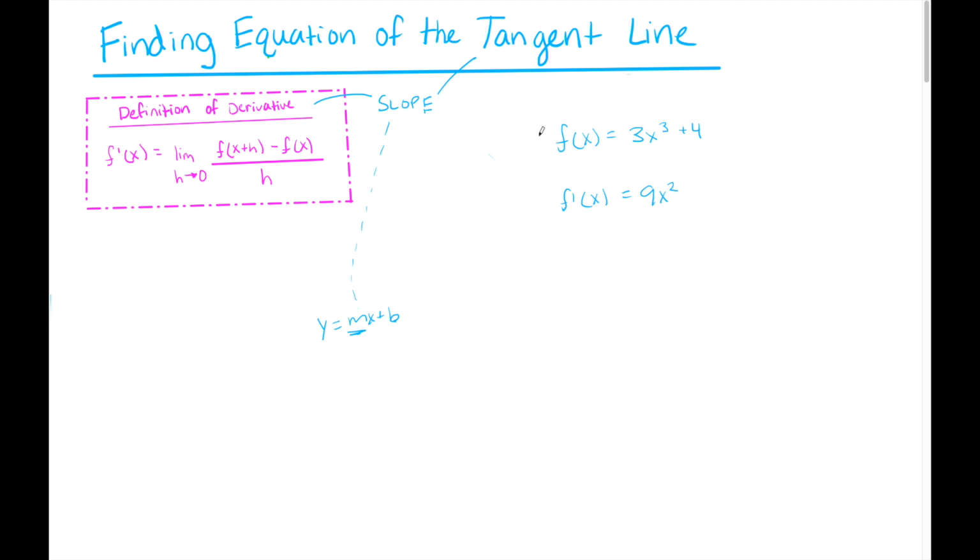So if I had a function over here, f of x equals 3x cubed plus 4, the derivative of that, which I've already done, is f prime x equals 9x squared. Whatever value I plug into x for f prime will give me the slope at that value x, but it is not the equation of the tangent line itself. So knowing the slope m from f prime x, I still need to find out my y-intercept.